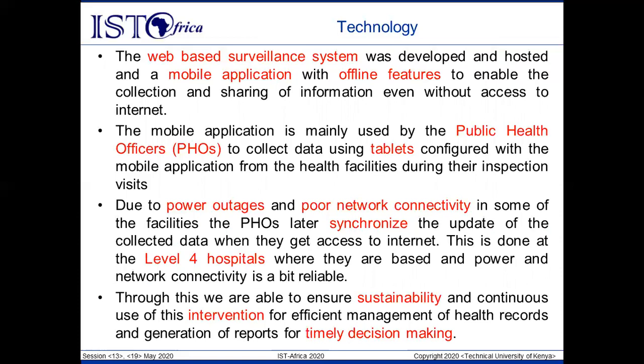And because of the challenges we just mentioned, the power outages and poor network connectivity in some of the facilities, the public health officers would later synchronize the update of the collected data when they get access to the internet. This was normally done mostly at the level 4 hospitals, where the public health officers are based and power and network connectivity is a bit reliable. So through this intervention, we are able to ensure sustainability and use of this application to ensure efficient management of health records and generation of reports for timely decision making.